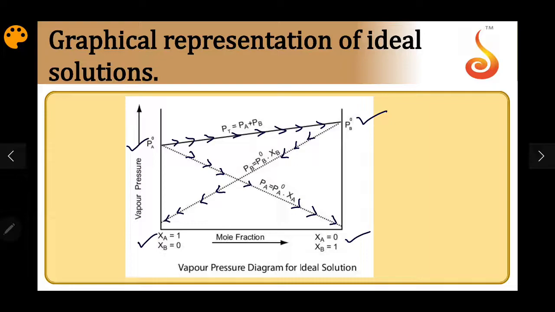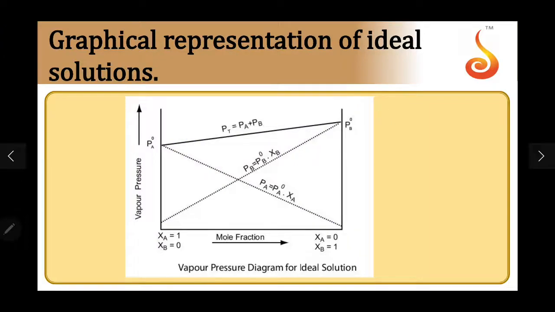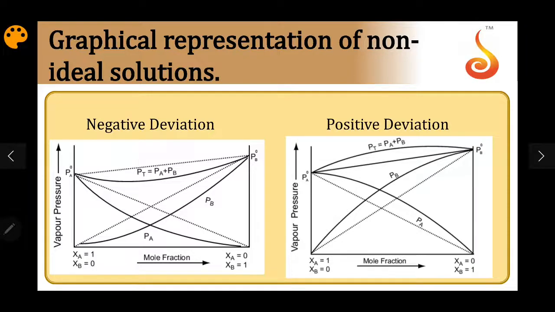Similar graphs are expected for non-ideal solutions with a deviation. First one is negative deviation. You can see the dotted lines are the expected ideal behavior. The curves are below the ideal behavior. That's why it is called negative deviation. In positive deviation, the curves are above the ideal behavior. So you can see in negative deviation the total vapor pressure is always less than P naught A XA plus P naught B XB, and in a positive deviation the total vapor pressure is always more than P naught A XA plus P naught B XB.